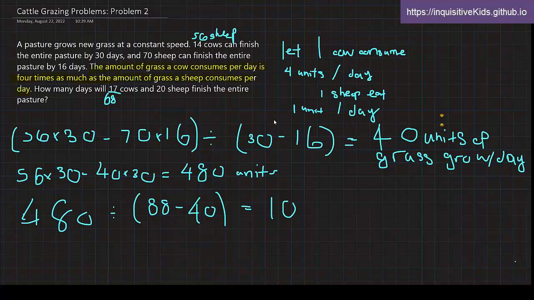Right? We know that one sheep eats 1 unit per day. So if every day there's 40 units of grass that grow, then we need 40 sheep to eat that 40 units of grass every day. So we take that 40 from the 88, and what's remaining is 48. So 48 sheep consume the original amount of grass, and that would take 10 days. Our final answer is 10 days.